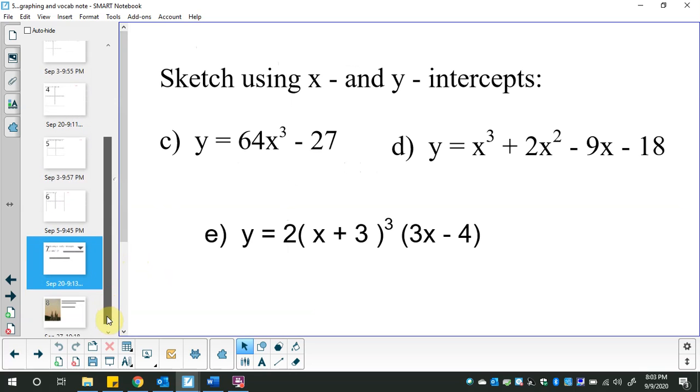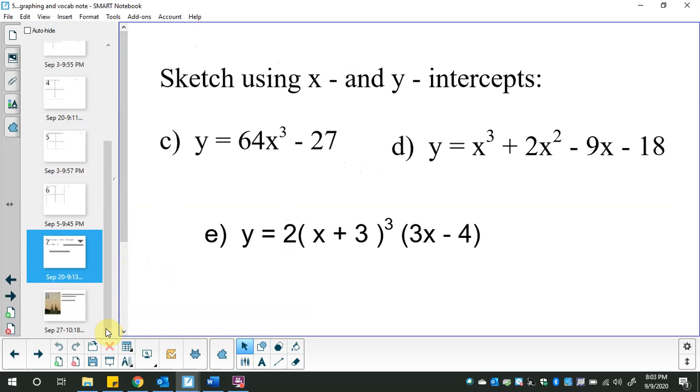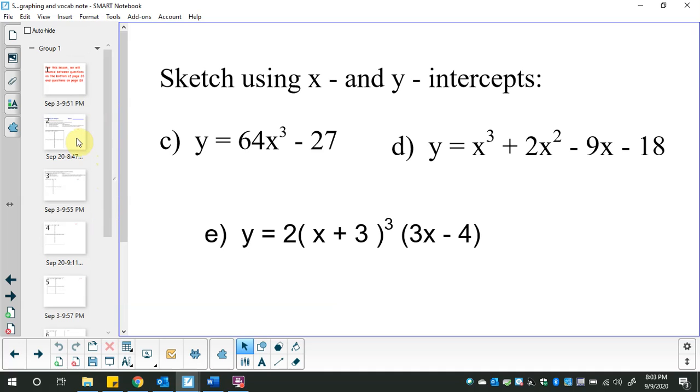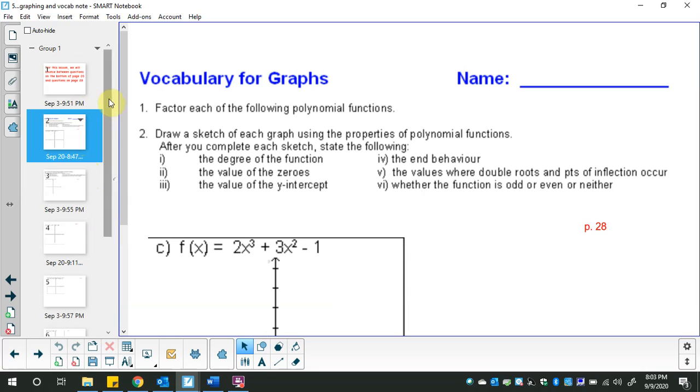So this probably will be a bit of a long note, and I'll probably take some breaks for my hand cramps and also to fill in some stuff so you're not watching me painfully write. So the first question is to factor each of the following polynomial functions. If it's not factored, that's part of the discussion for today. If it's not factored, then your job is to factor it, and I will tell you how to tell the difference between the two.